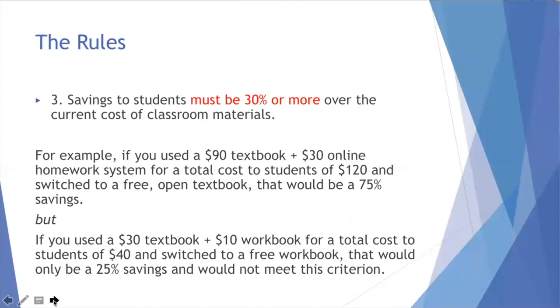And third, savings to students must be 30% or more over the current cost of classroom materials. So for example, if you used a $90 textbook and a $30 online homework system for a total cost of $120 and switched to a free open textbook, that would be a 75% saving. But if you used a $30 textbook and a $10 workbook for a total cost to students of $40 and switched to a free workbook, that would only be a 25% savings and would not meet the criteria for the grant.